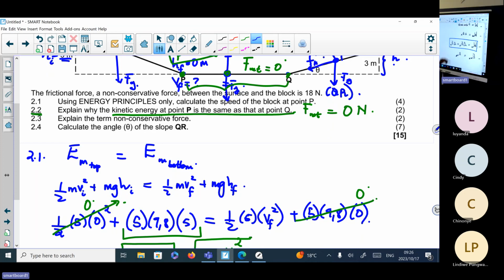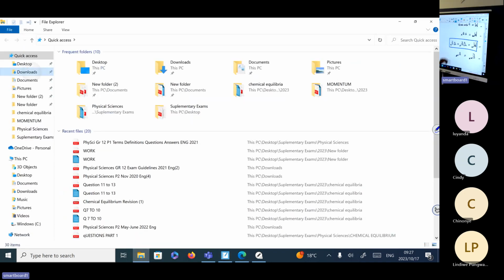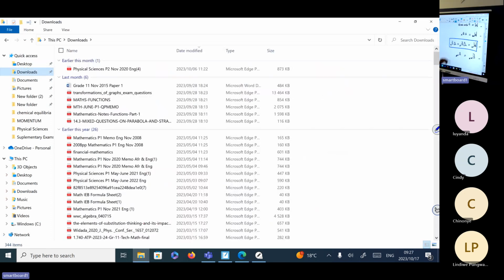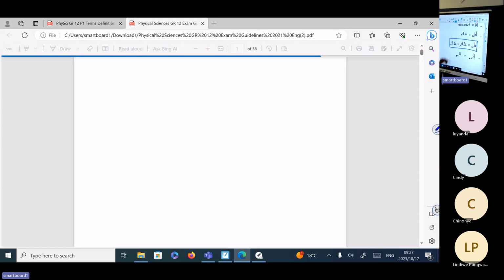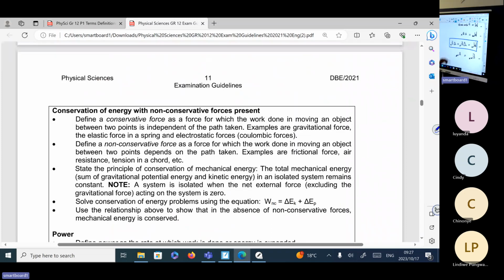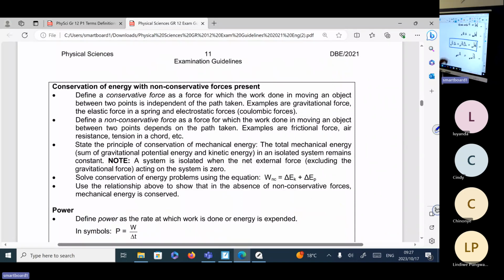Explain the meaning of the term non-conservative force. The non-conservative force, we've explained that. But most importantly, let us also emphasize our explanations and definitions. We will always be relying on the examination guideline document. So for all your definitions, all your explanations, all your principles and laws, we are going to verify. This is where they are saying, bullet number 2, conservation of energy with non-conservative forces present. Define a non-conservative force as a force for which the work done in moving an object between two points depends on the path taken.